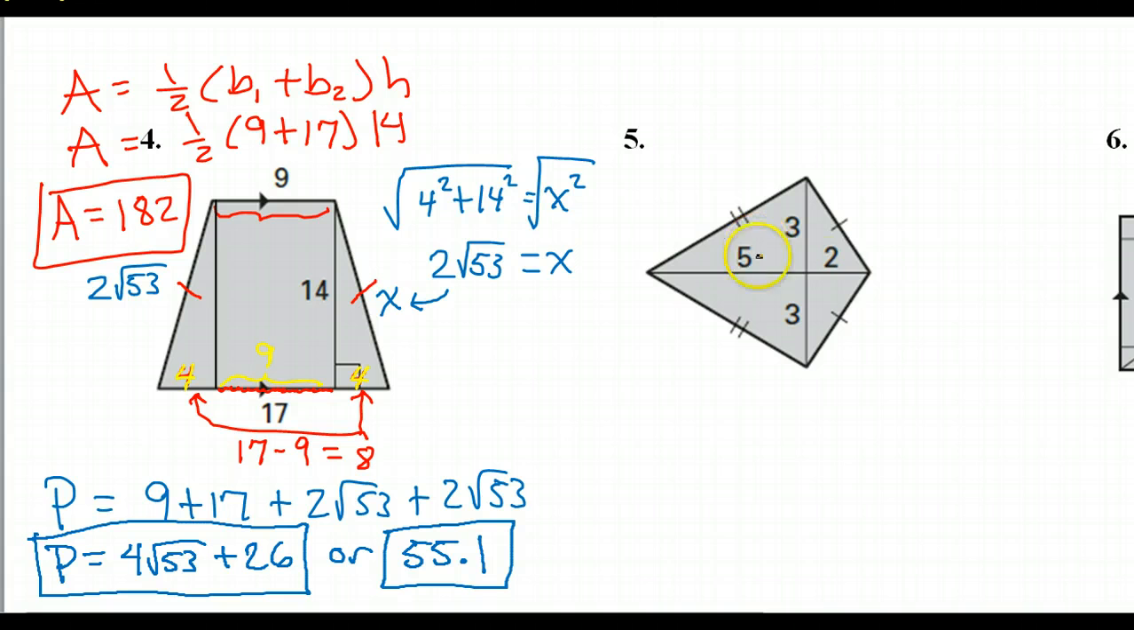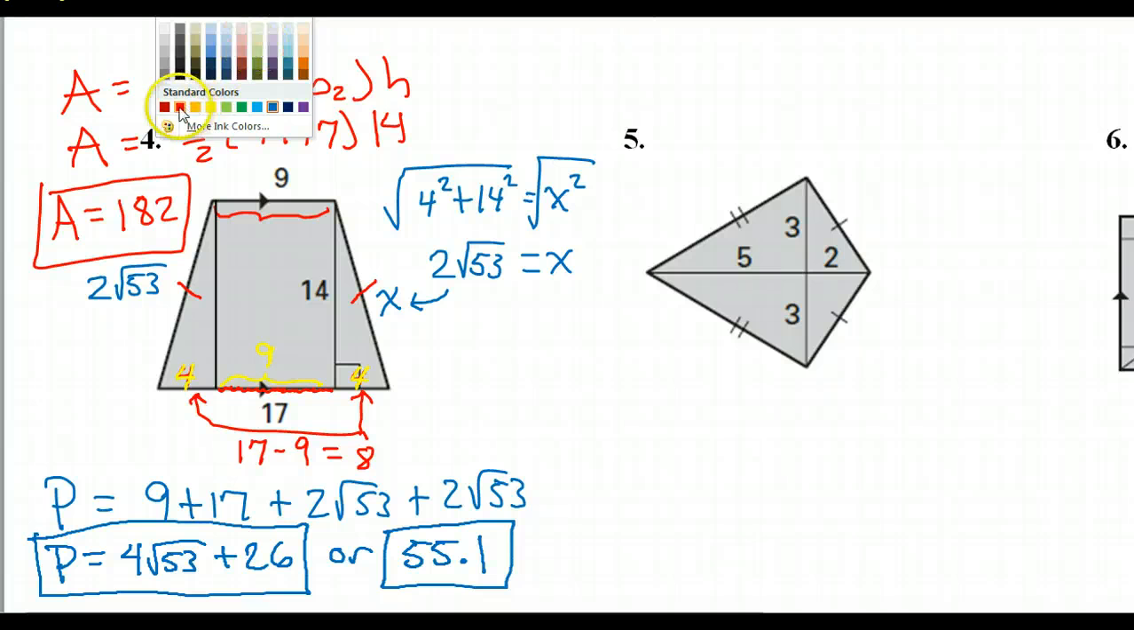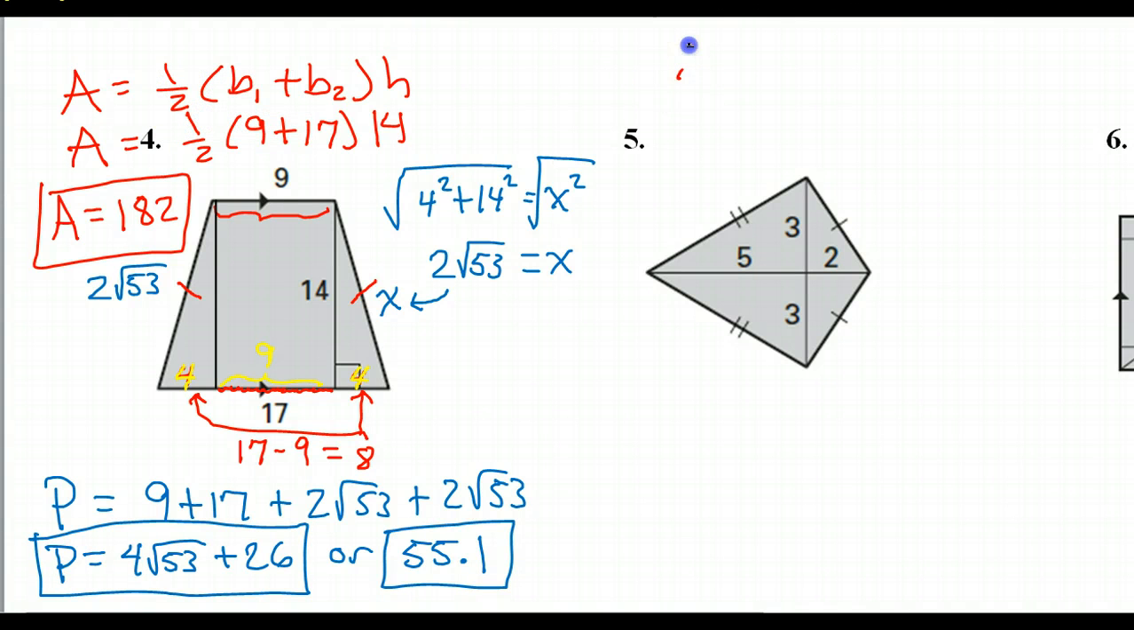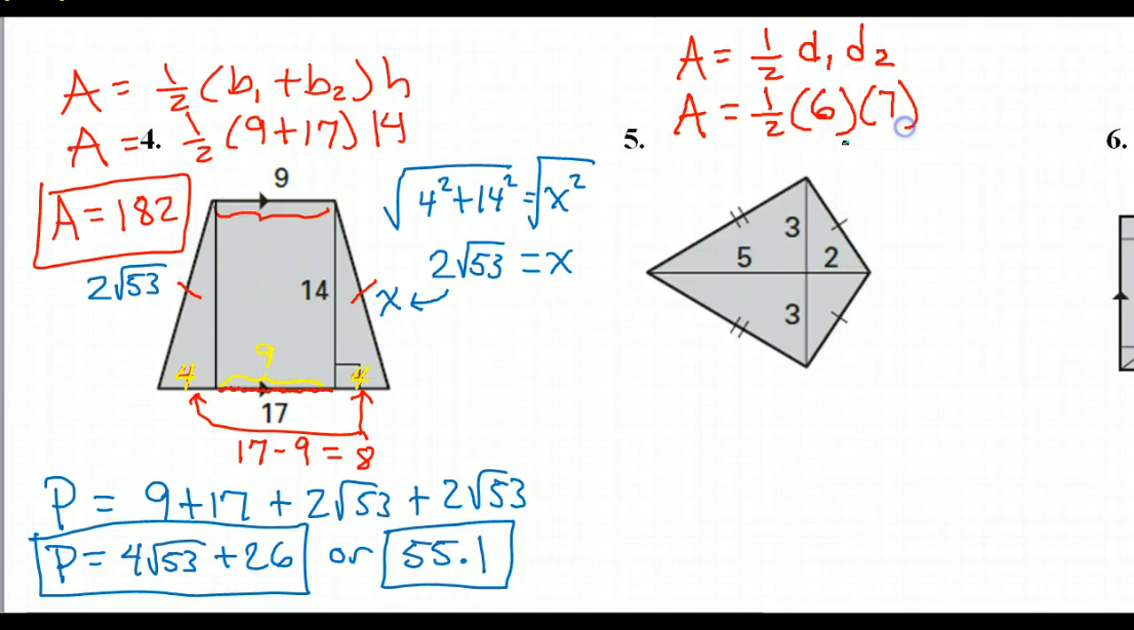Let's take a look at number 5. Okay, number 5 is a kite. Let's remember that the area of a kite is the same as the area of a rhombus, 1/2 diagonal times diagonal. So in this case, one diagonal is 6 and the other diagonal is 7. So that's going to be 21. Alright, so that should be the area of number 5.